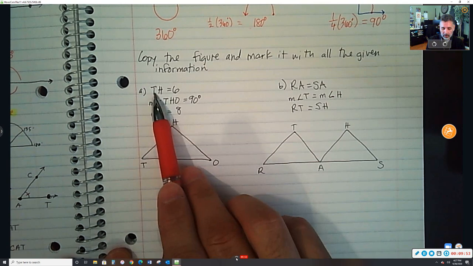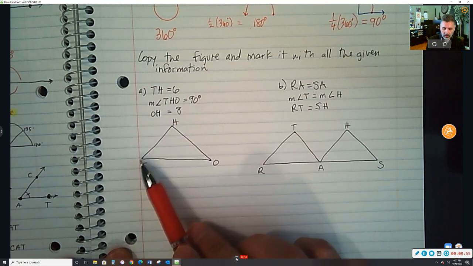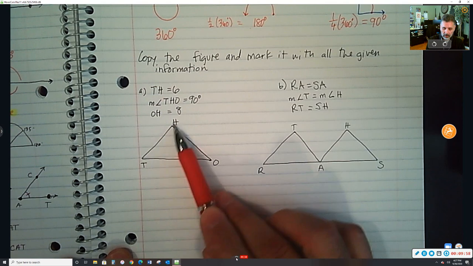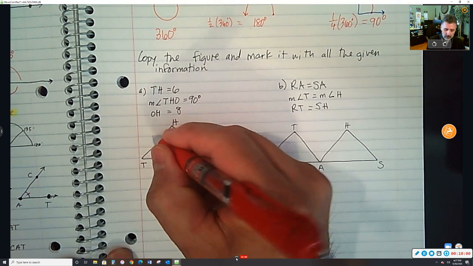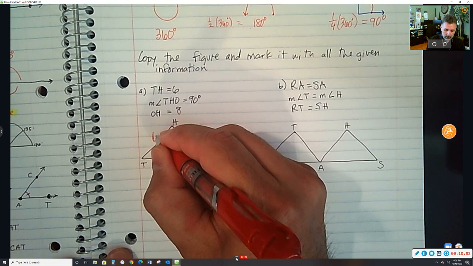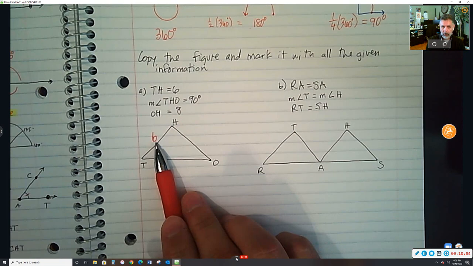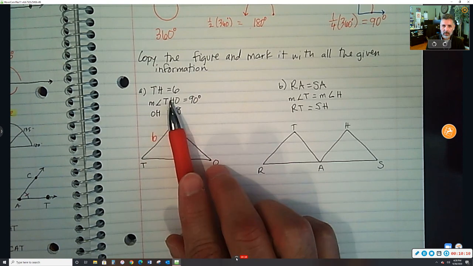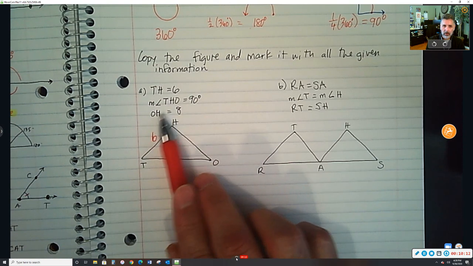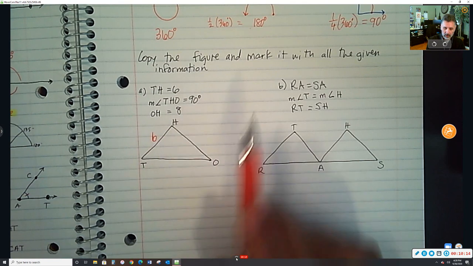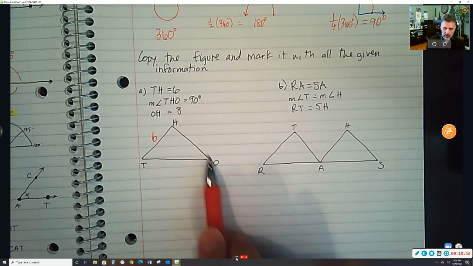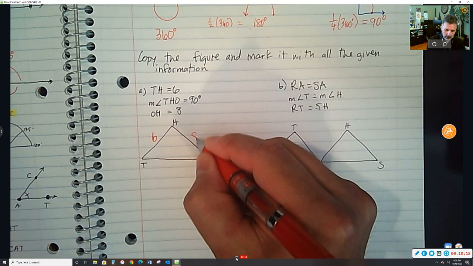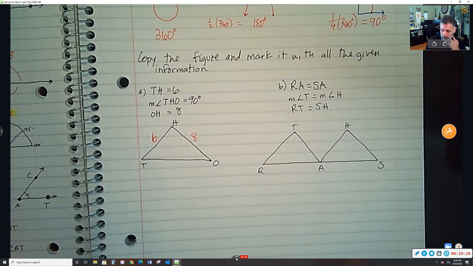So this tells me TH equals 6. Well, from T to H, that's this length, that equals 6. So in my diagram, all I need to do is put a 6 there. Okay, so let's do the other one. OH, this is the, I'm going to skip this one because this is angles, but OH is equal to 8. So OH would be over here. So all I need to do is put the 8 next to it.